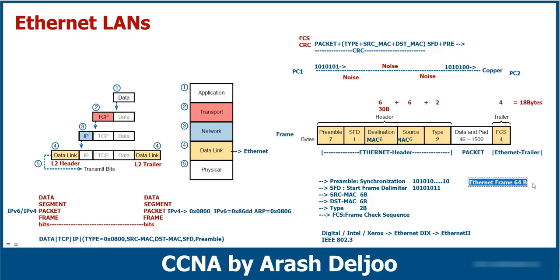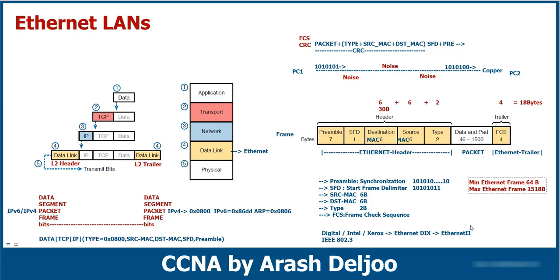The minimum Ethernet frame size is 64 bytes, you know it. And also we have another limitation, the maximum Ethernet frame size. The maximum Ethernet frame size is 1518 bytes. Because we have 18 bytes of, for example, Ethernet header and Ethernet trailer, finally we can have 1500 bytes of data and pad. If you have more than this data, you need to send it with another frame.